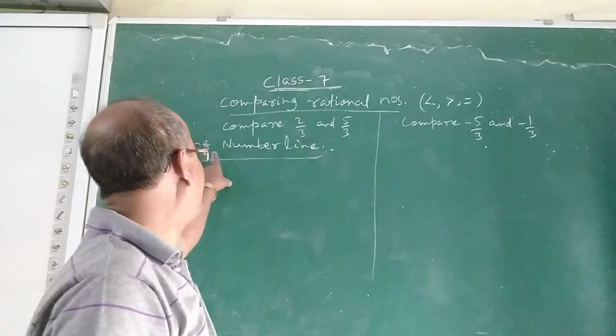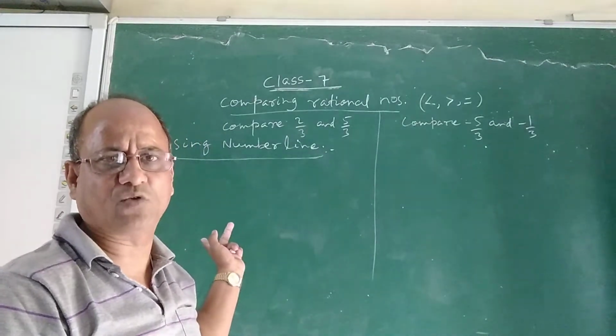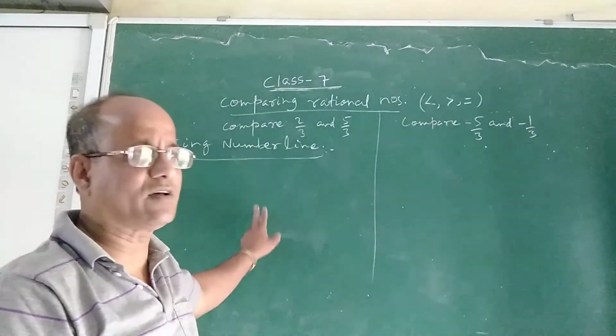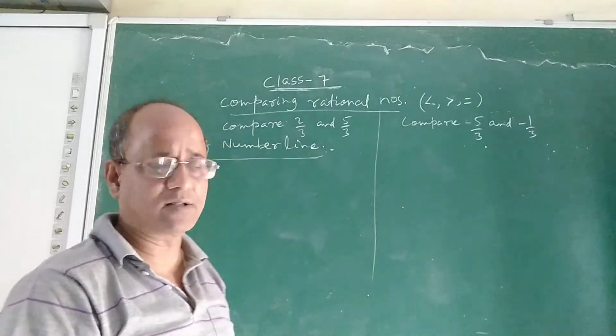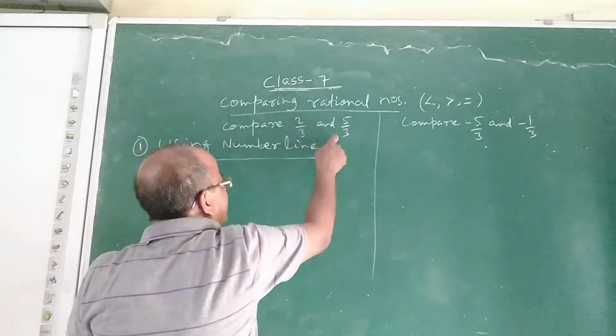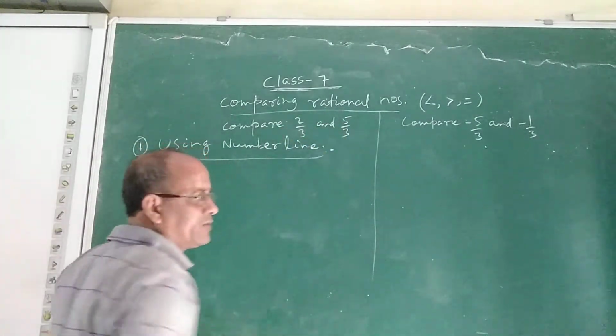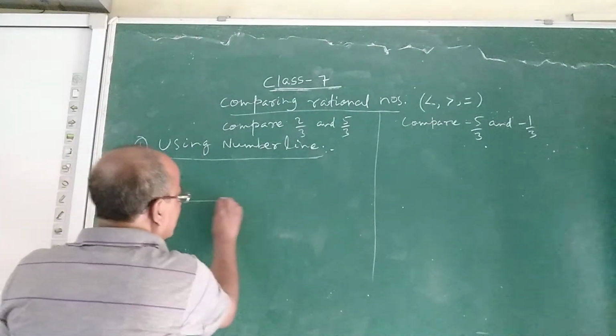The first method is by using the number line. I told you in the previous class how to represent rational numbers on the number line. That concept we can use to compare two rational numbers. Let us use the number line and find out which one is smaller and which one is greater. For that, first draw the number line.